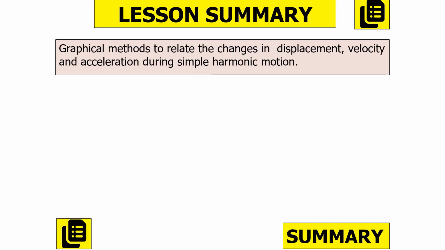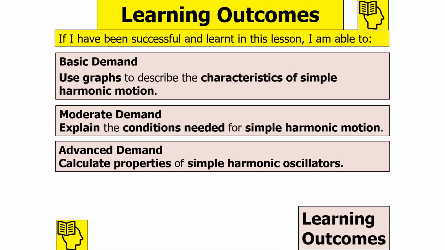So to summarise what we've looked at in today's lesson, we've looked at the graphical methods to relate the changes in displacement, velocity and acceleration during simple harmonic motion. And if we've been successful in today's lesson, we are able to use graphs to describe the characteristics of simple harmonic motion, explain the conditions needed for simple harmonic motion, and calculate properties of simple harmonic oscillators.